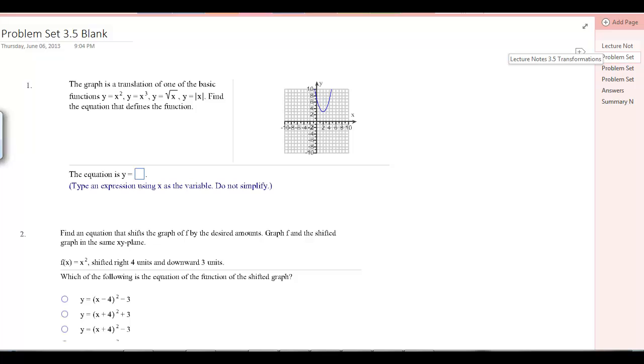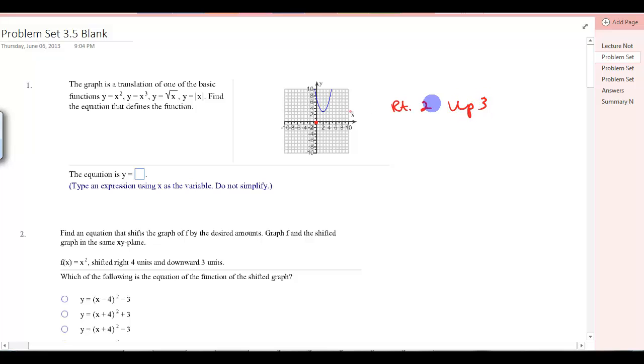All right, number 1. Number 1 says this is a translation of one of the basic functions. So they just give you all of them. But we see a parabola, so we know your basic one would be right here. And so you've got this blue one, and it says find the equation. So you want to think, all right, where did I go? This vertex here went to the right 2 and up 3. So that's what I'm counting. Where did we go to get here?